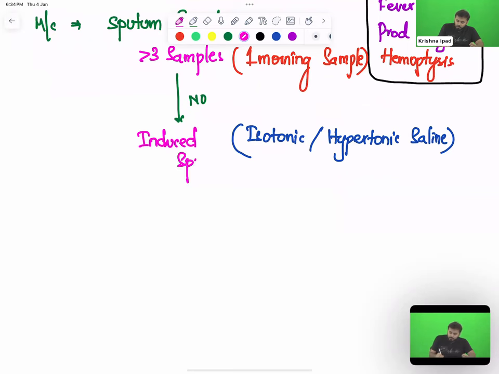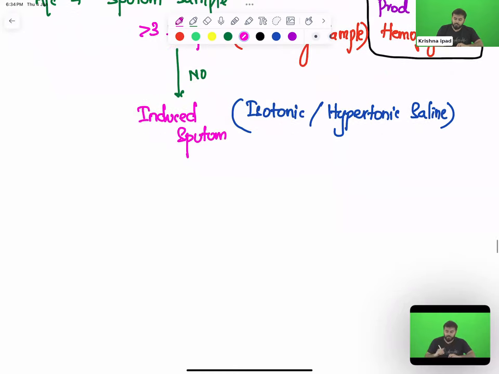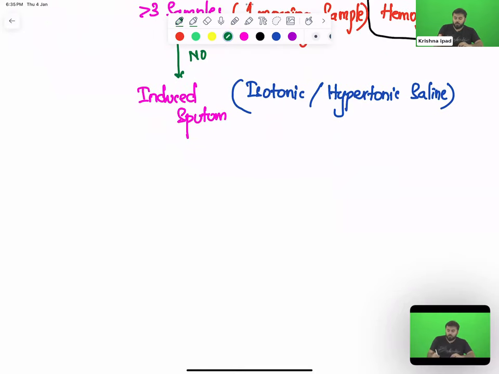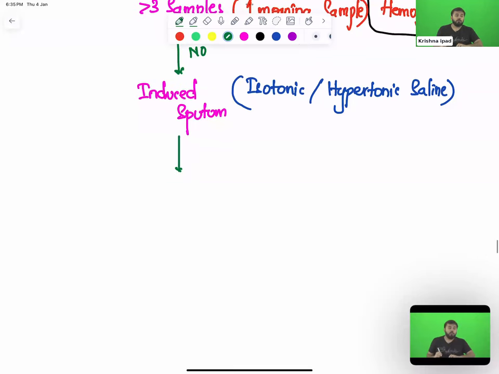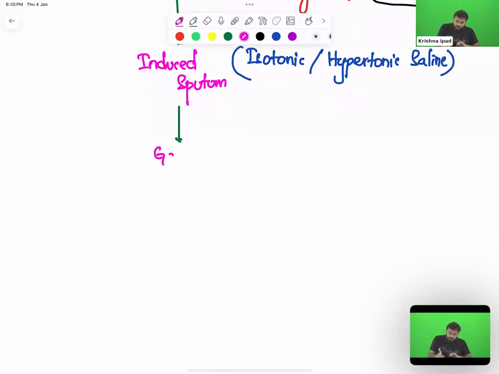What is this sputum called as? This kind of sputum is called as induced sputum. Now, even after giving this isotonic or hypertonic saline solution, if the sputum is still not produced within the patient's mouth, then what you need to do is put a pipe within the stomach and then do the lavage. What is that called as? Gastric lavage.